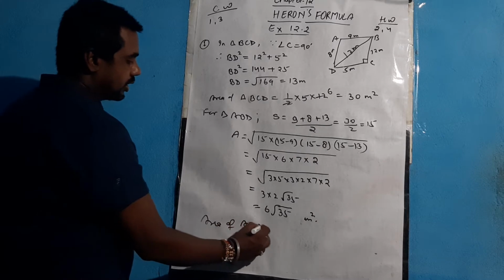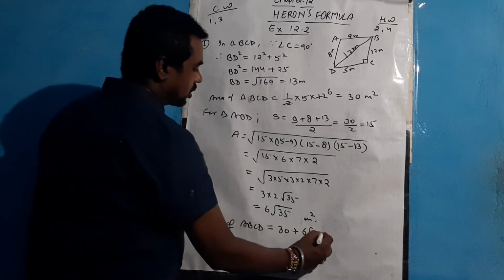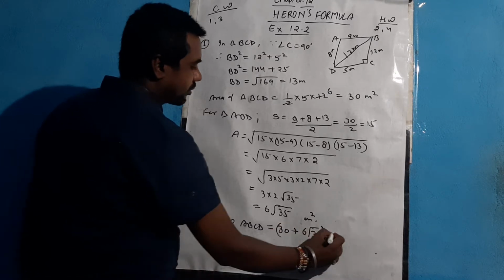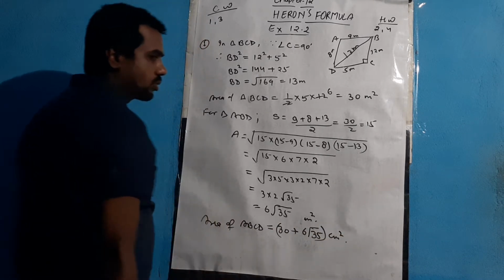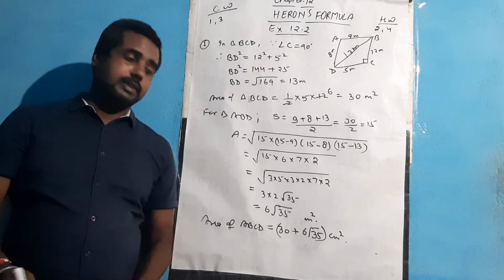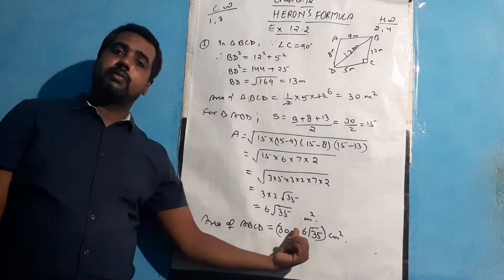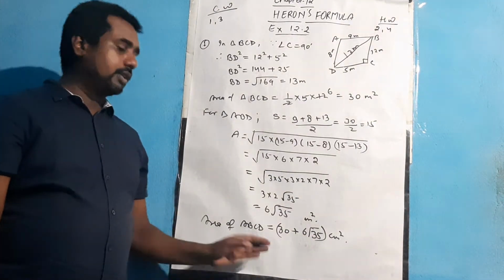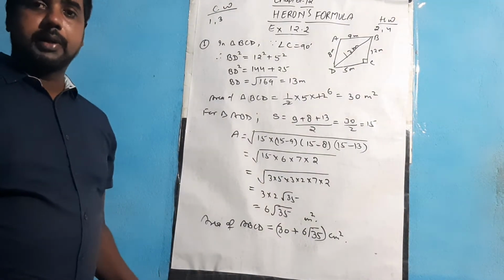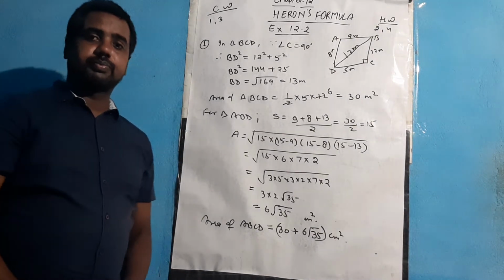So the area of ABCD will be 30 plus 6 root 35 meter square. If your answer needs to be in decimal, you need to calculate the value of root 35, multiply by 6 and then you get your answer. Clear? I hope this question is clear.